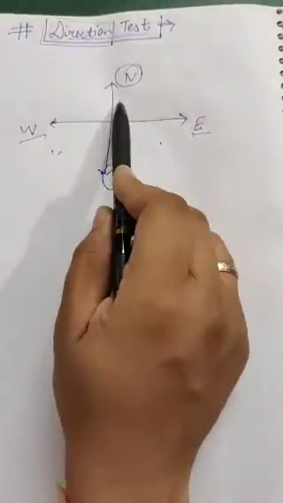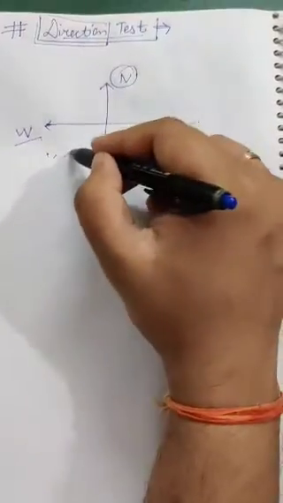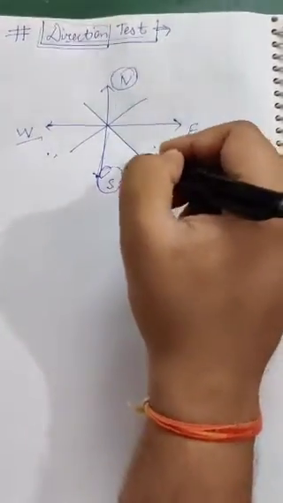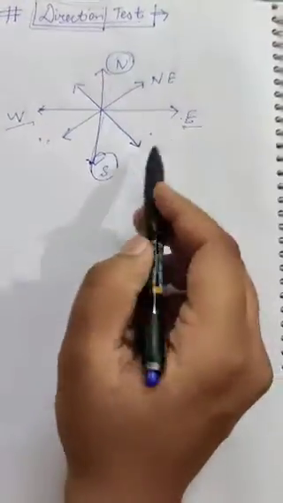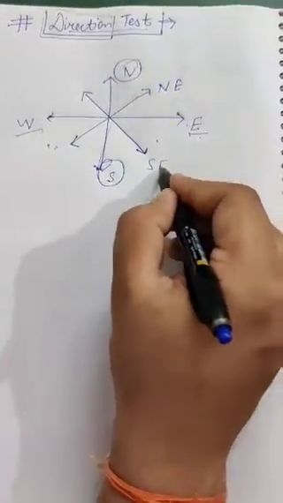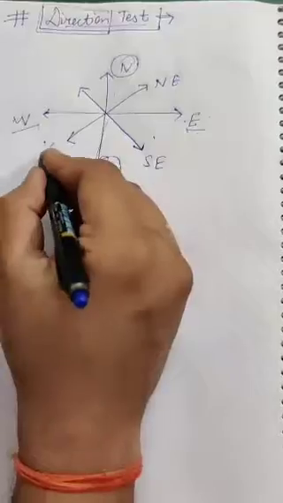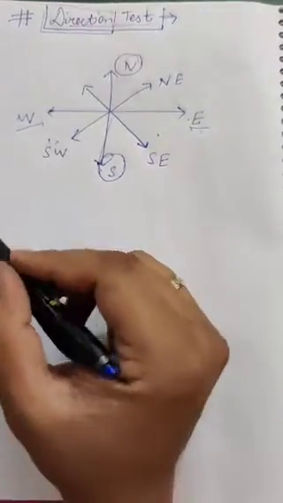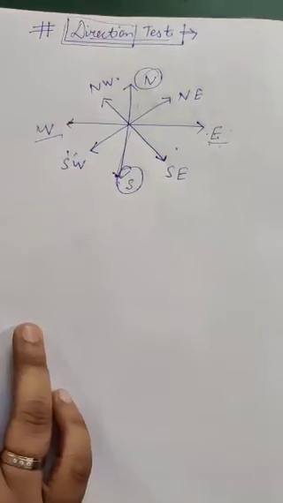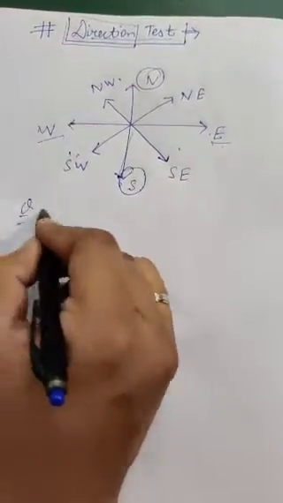Now if this is north, east, south, west, we have to find the directions between them also. The direction between north and east will be northeast. Between south and east, it will be southeast. Between south and west, it will be southwest. And between north and west, it will be northwest. So these are the basics of directions. Now see how the question comes.